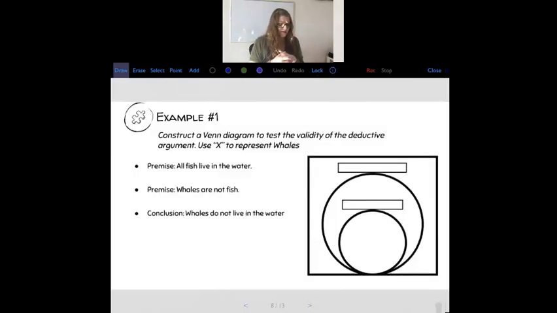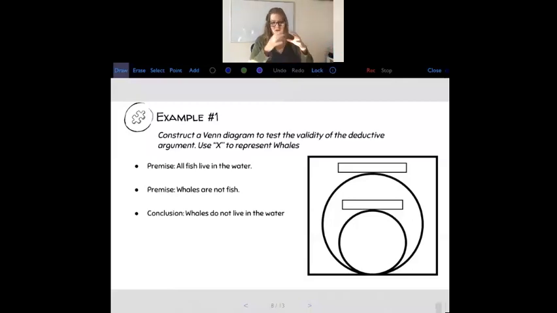Example 1: construct a Venn diagram to test the validity of the deductive argument. Use X to represent whales. We have two premises and a conclusion. Premise 1 allows us to construct the subset Venn diagram. Premise 2 allows us to draw X to represent whatever we're told to represent, in this case whales. Then we'll compare where X is located on the Venn diagram with the conclusion to determine whether the argument is valid or sound. Note that we're not doing anything with the conclusion in the diagram itself. We use the first two premises and see if what we drew confirms the conclusion or not. And we'll go through this.